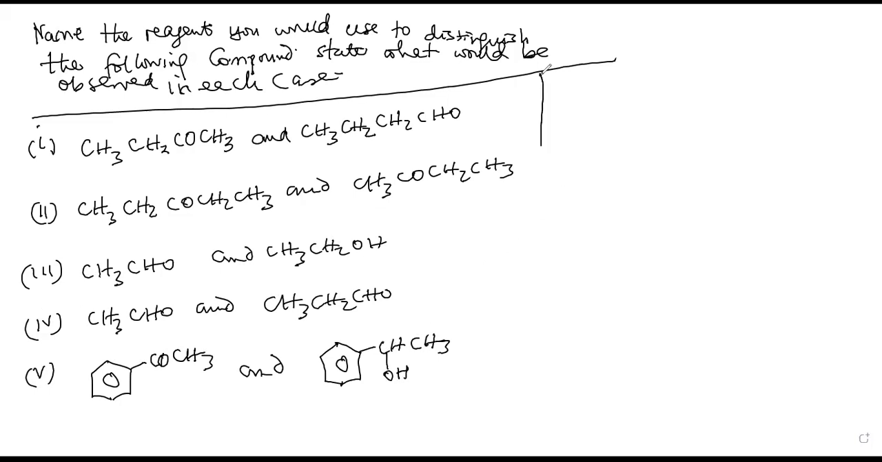Now, you cannot tell the distinguishing reagent when you have not recognized whether it is a ketone or an aldehyde. You need to really confirm. You need to know, is it an aldehyde? Is it a ketone? And then which reagent. So for you to know an aldehyde or a ketone, you need to know the group. This is CO, meaning it is C double bond O. This is a ketone. This is a ketone. This is an aldehyde.